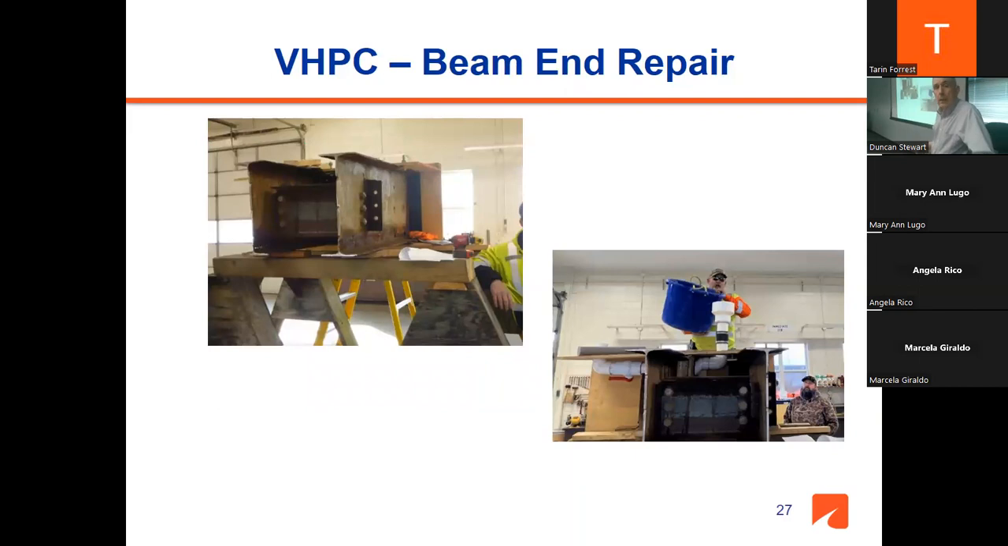Now, one other application of VHPC we are looking into. We have done some mock-ups, as you see, to fix the beam ends. Some states have started using ultra-high performance concrete to repair the ends of the corroded beams. But we think that very high performance concrete, which is much easier to make than ultra-high performance concrete, will be fine. So we are working on that, and we are very happy with the result. We are hoping very soon to fix the ends of some of the beams, and one of them is near Charlottesville.